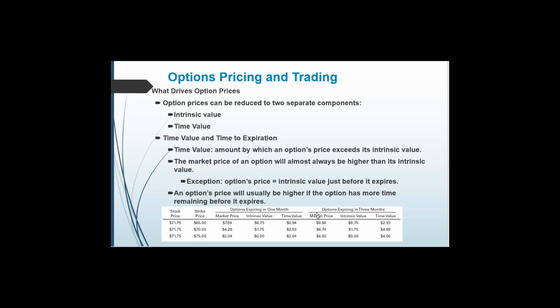So what drives option prices? There are really two parts to the price. There's the intrinsic value that we've talked about a little bit in the past, but there's also the time value. The time value is the amount by which the price exceeds its intrinsic value, right? So the market price is always going to be higher than the intrinsic value, unless obviously it's right at expiration.